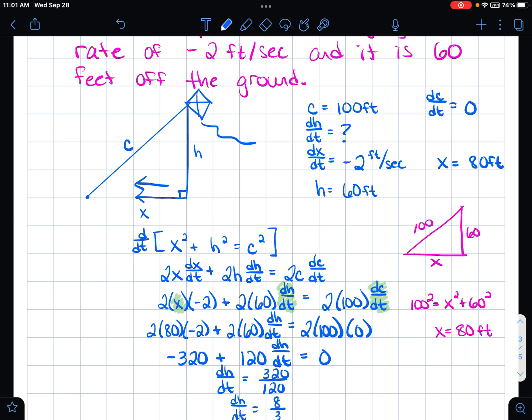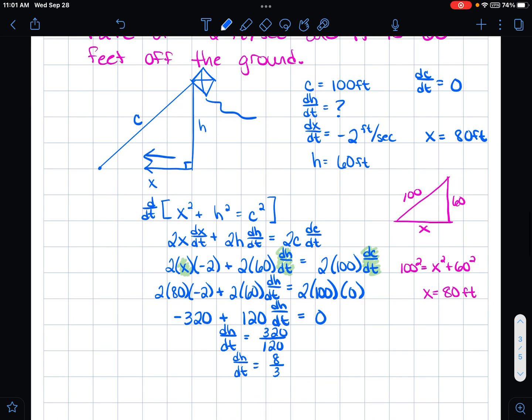Now we have to think about what the units are for this. Since we're talking about height, the units in this case will be in feet, and the time is in seconds. So that means at every second that goes by, the kite is getting 2 2/3 feet higher up in the air.